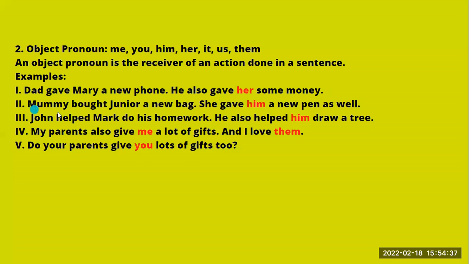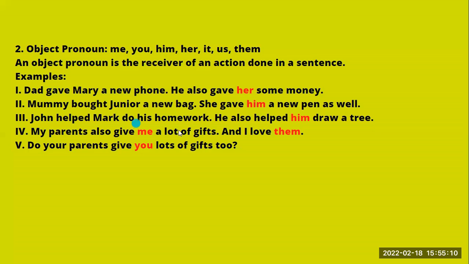Example, Mommy bought Junior a new bag. Junior is the receiver of Mommy's kind gesture here. She gave him a new pen as well. You see, him is now the object pronoun receiving a new pen. So wherever you have an object pronoun, it is the receiver of something given in a sentence or an action performed in a sentence.